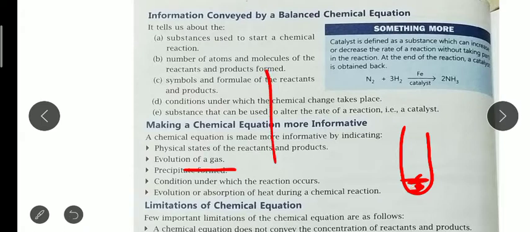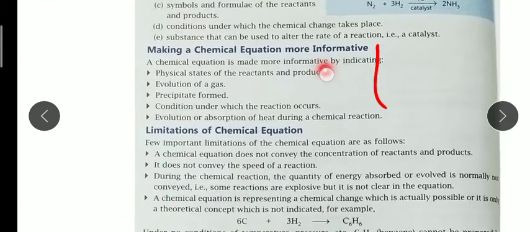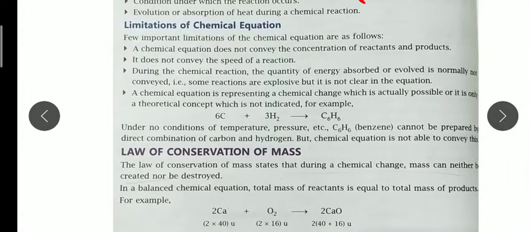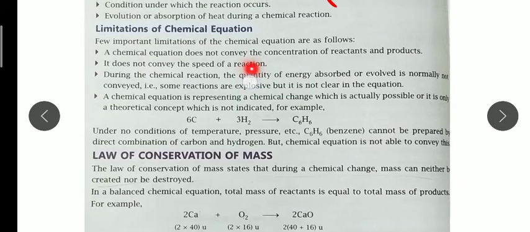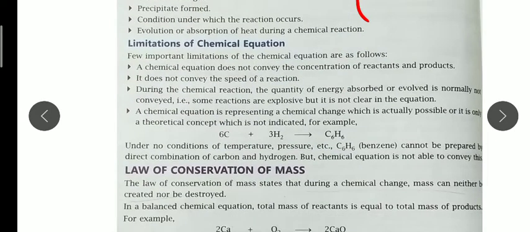Limitation wise, you can see that a chemical equation does not convey the exact concentration of the reactants. Concentration means amount. It does not convey the speed of the reaction, like at what rate a catalyst increases or decreases the reaction exactly. These chemical equations are not showing this information.